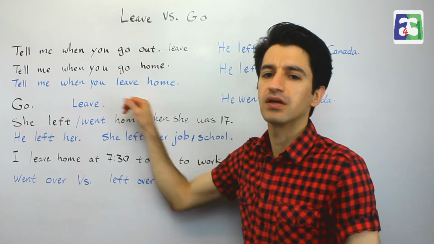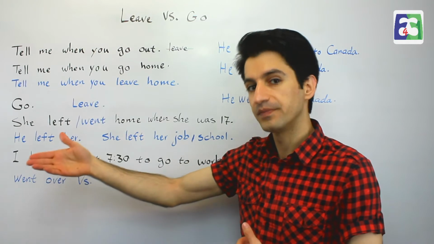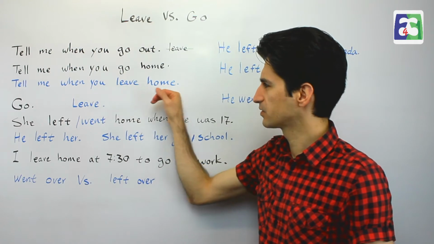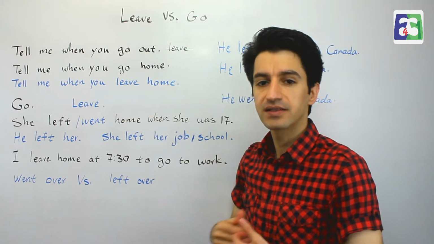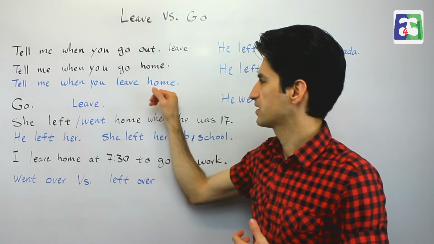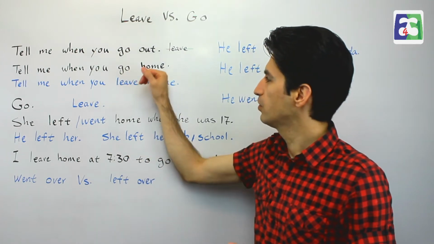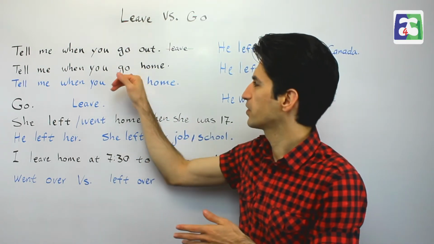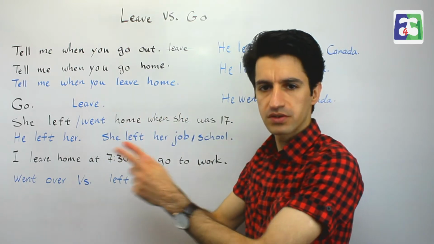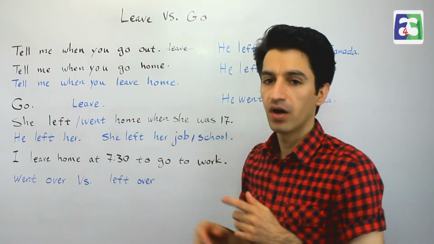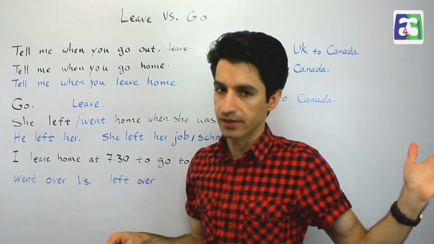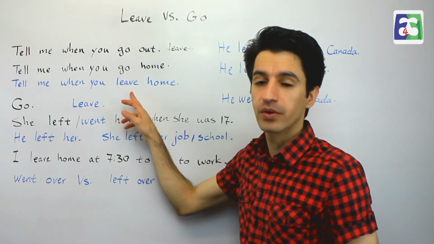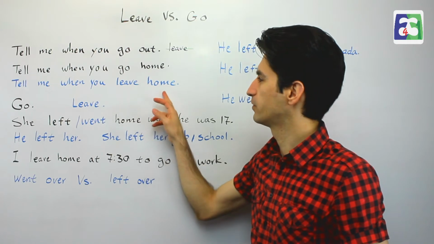Well, tell me when you leave home. Leave is in the morning. I leave home in the morning and I go to work. So you leave a place, that is your current place, and you get distance from that place. But go is the place that we go to. We get closer and closer. So if I go home, I am heading towards my home. But if I leave home, I am going away from my home. So going home, going away from home.